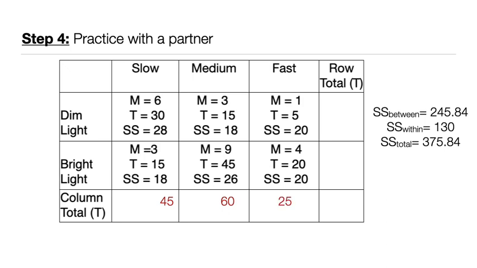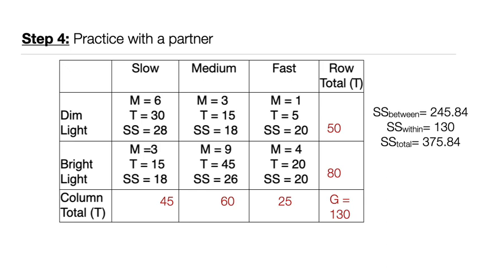That gives us 25. We're going to do the same thing for light. We're going to add 30 plus 15 plus 5, which gives us a total of 50 for that column. And the T value for bright light will be 15 plus 45 plus 20, which will give us a value of 80. Does not matter how you add those up. If you add all of those individual conditions, if you add the 2 for rows or the 3 for columns, either way you get a G equals 130. Again, we had already calculated step 1 previously, the sums of square between, within, and total.